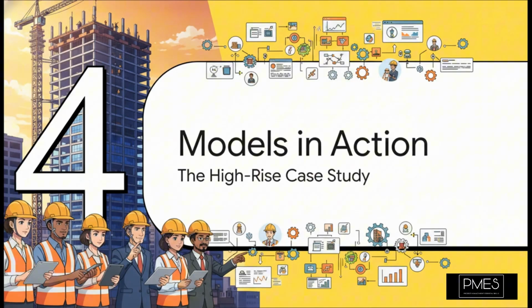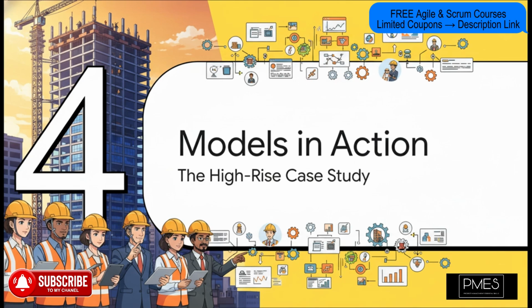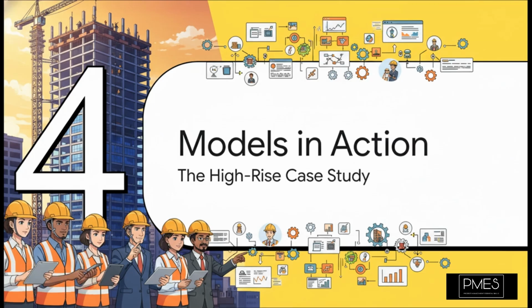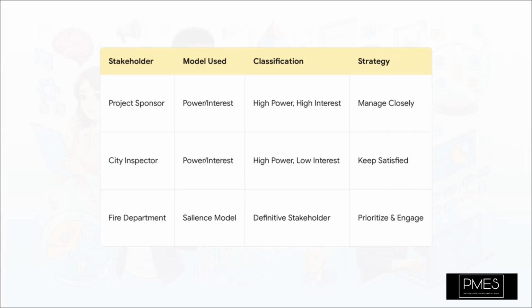All right, enough theory. How does this stuff actually play out in the real world, when the pressure's on? Let's take what we've learned and apply these models to our high-rise construction case study. This is where we go from abstract ideas to actual, concrete decisions. So take a look at this breakdown. We've classified 3 very different stakeholders, and each one gets a totally different strategy.